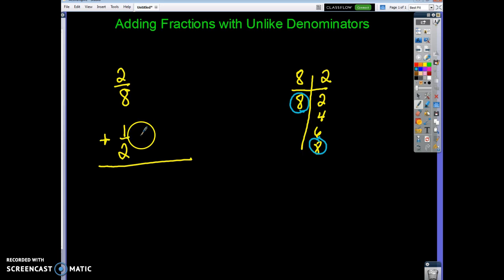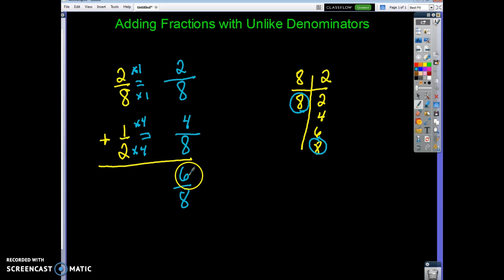Now, I want to rewrite these as two new fractions, where 8 is my common denominator. 2 times 4 equals 8. 1 times 4 equals 4. And then this one's just 8 times 1 and 2 times 1. Sorry, 2 times 1 is not 1. 2 times 1 would be 2. There we go. And now we can add. 4 and 2 is 6/8.